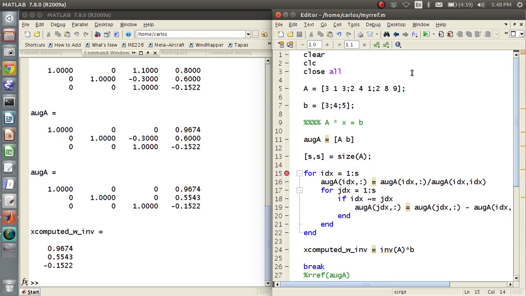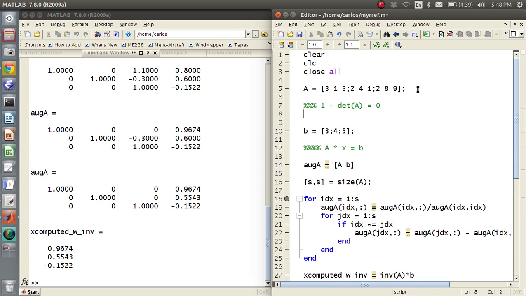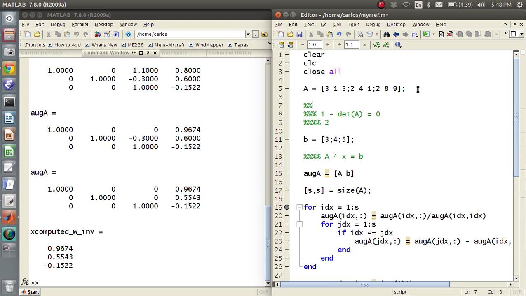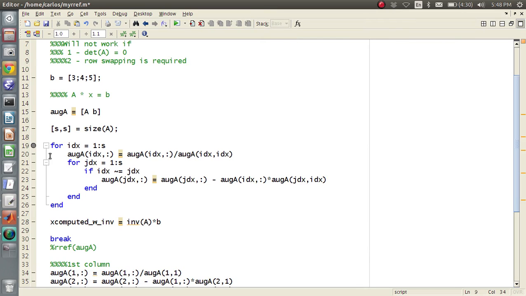It will not work for 2 reasons. 1, the determinant of A is 0, or 2, if row swapping is required. You can add row swapping into your code if you like, but this is essentially naive Gaussian elimination in a nutshell. So I'm going to maximize it just one more time.